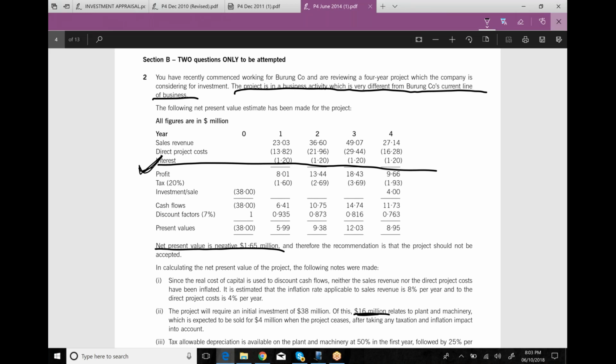So I can see one more mistake. They have not inflated sales revenue and direct project cost. So now I will inflate them. For sales revenue, you have to inflate it by 8%, and direct cost will be inflated by 4%.